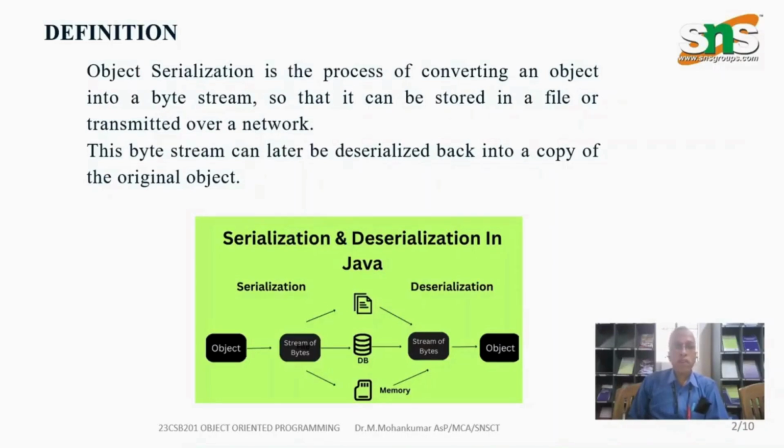Object serialization is the process of converting an object into a byte stream so that it can be stored in a file or transmitted over a network. This byte stream can later be deserialized back into a copy of the original object. When you convert the object into a byte stream, it is called serialization. Then restoring it in the same format is called the deserialization process.